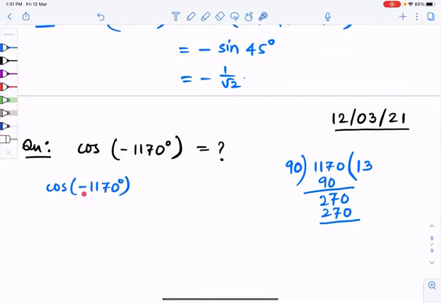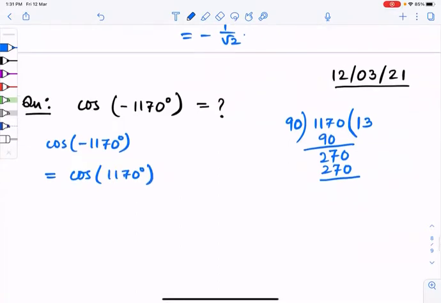Since cos of minus theta is cos theta, the minus sign will be absorbed. So it is just cos of 1170 degree. For cos, the minus sign gets absorbed. That we know by quadrant law. Now here 1170 can be written as 13 into 90. No remainder. So 13 into 90.